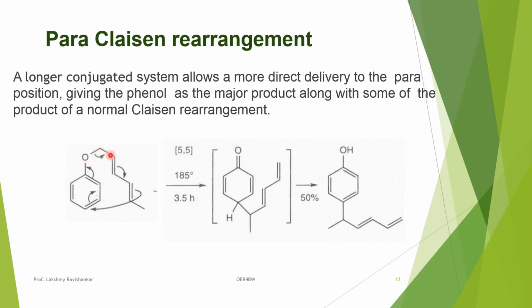However, if your allylic system is a conjugated system, as is seen here, now you see this carbon is close to the para position, so it can undergo directly a 5,5 sigmatropic shift. So this comes here, shifts, and you see that you get the para-Claisen rearrangement directly without going through two 3,3 sigmatropic shifts.